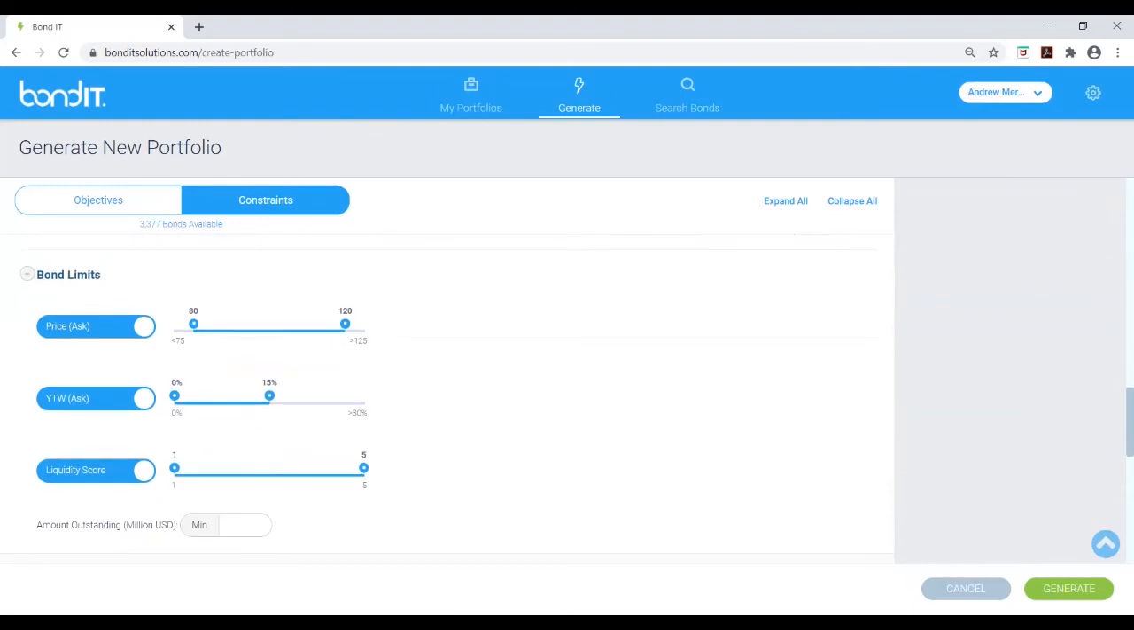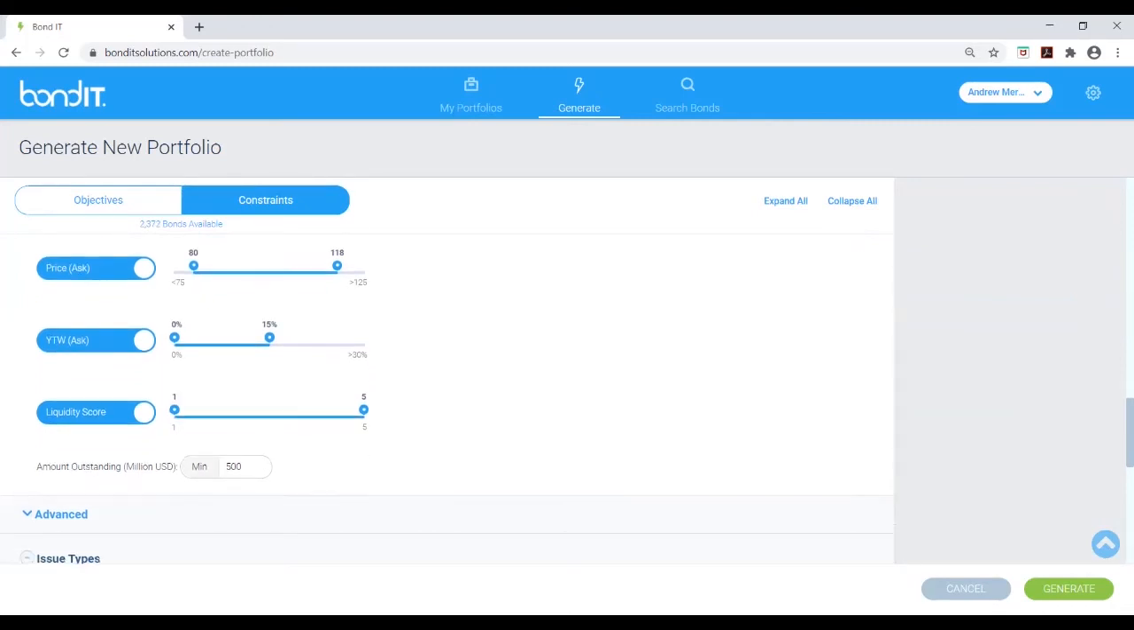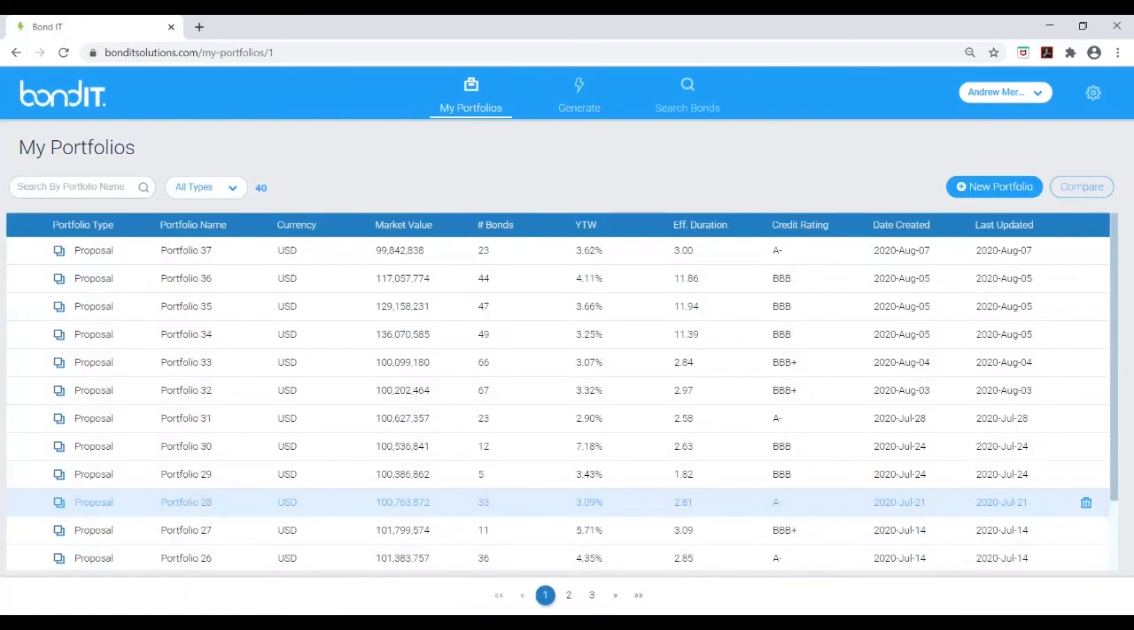Bond limits look at market-based characteristics such as price and yield. For example, we can take the maximum dollar price to 118. And liquidity scores and amount outstanding minimums. For instance, we can set a minimum amount outstanding of 500 million for this portfolio to ensure nice liquidity in each bond. We can skip the advanced fields and simply click generate, and our work is done, and the bondIT optimization engine will go to work constructing the portfolio.